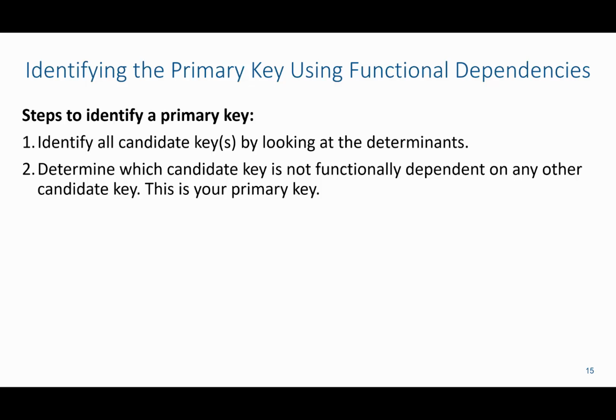The second step is to determine which candidate key is not functionally dependent on any other candidate key. This will become our primary key. So essentially, anything that is on the left that is not on the right becomes part of our primary key.